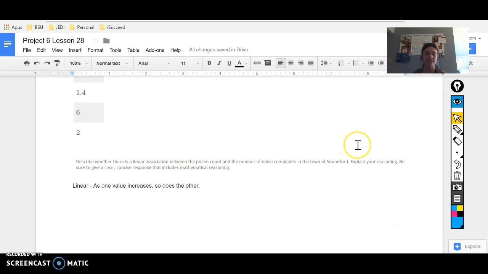Last but not least, describe whether there is a linear association between the pollen count and the number of noise complaints in the town of Soundford. Explain your reasoning. Okay, so I've gone ahead and typed the answer in here. It is a linear association because as one value increases, the other one is increasing. And they're both increasing by a consistent amount. So as the pollen increases by 4, the noise complaints are going to increase by 1. So that's where we get our rise over run of 1/4.